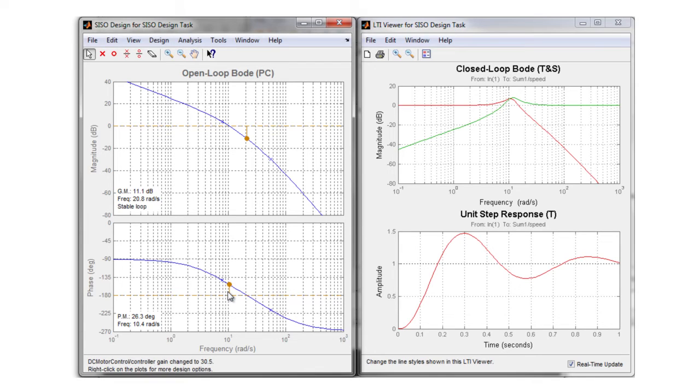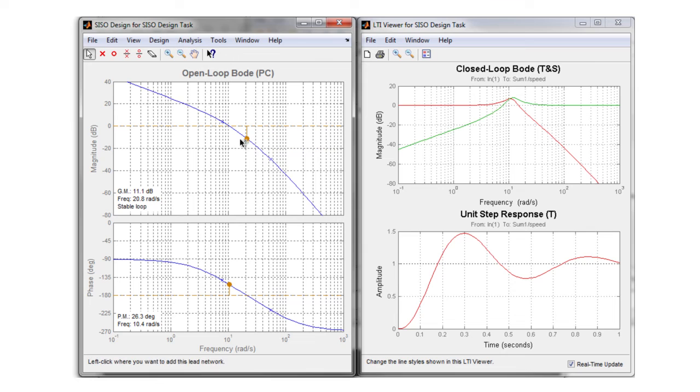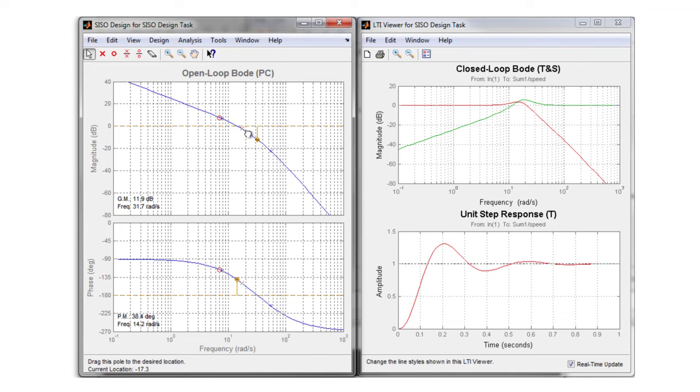This is where a structure like a lead compensator will be quite helpful, because a lead will add a bump on the phase right around the crossover frequency. So I will add a lead compensator right around the 10 radians per second crossover frequency. Remember that a lead is just a single zero before a single pole. And I can widen the distance between the two by moving the pole up the frequency range. And you can see how the phase margin is growing and the step response is becoming better damped.